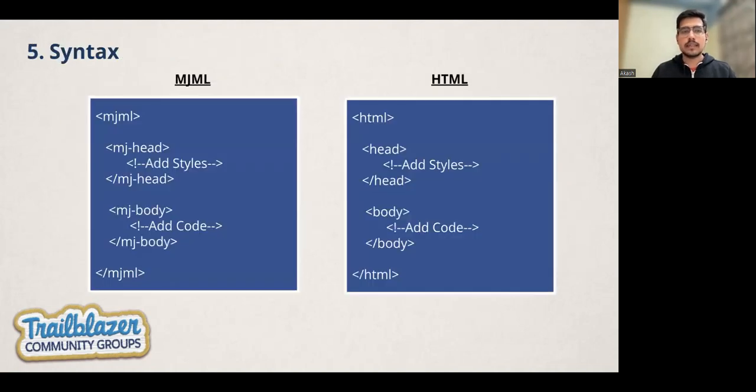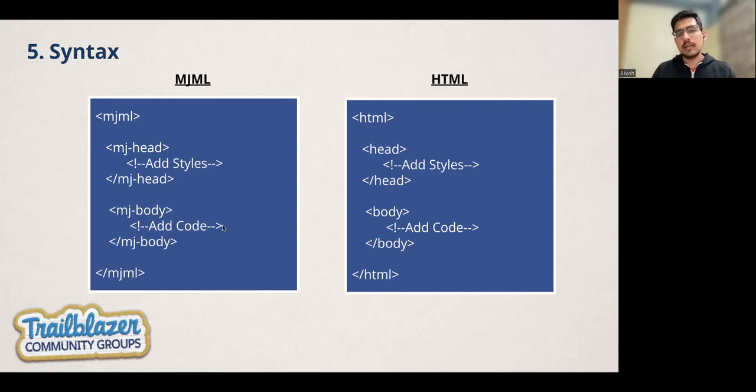Now let's take a look at the syntax. So this is the basic structure for MJML and HTML. So you essentially have three parts to it. First is starting and ending with the MJML component. The second part is your head components, wherein you add the styles that you require for use in the emails. And the third part of it is the body component, wherein you will be adding the content of the email.